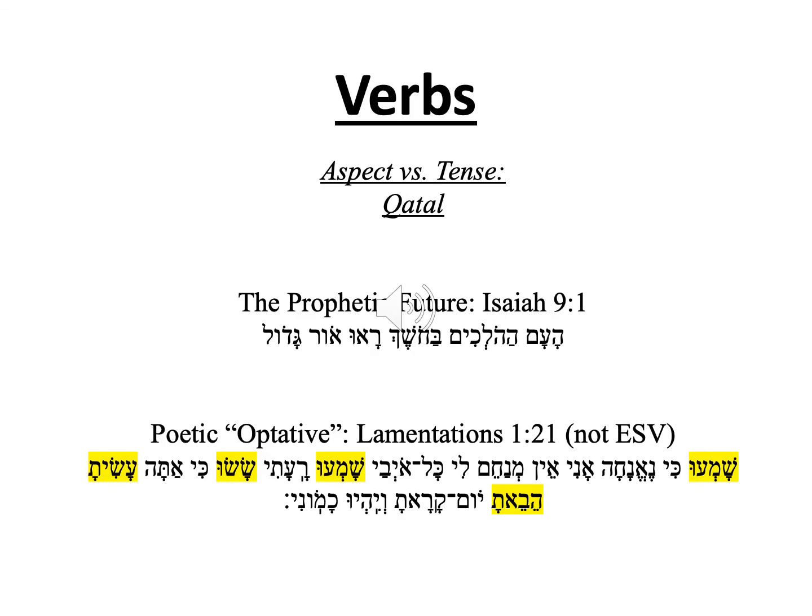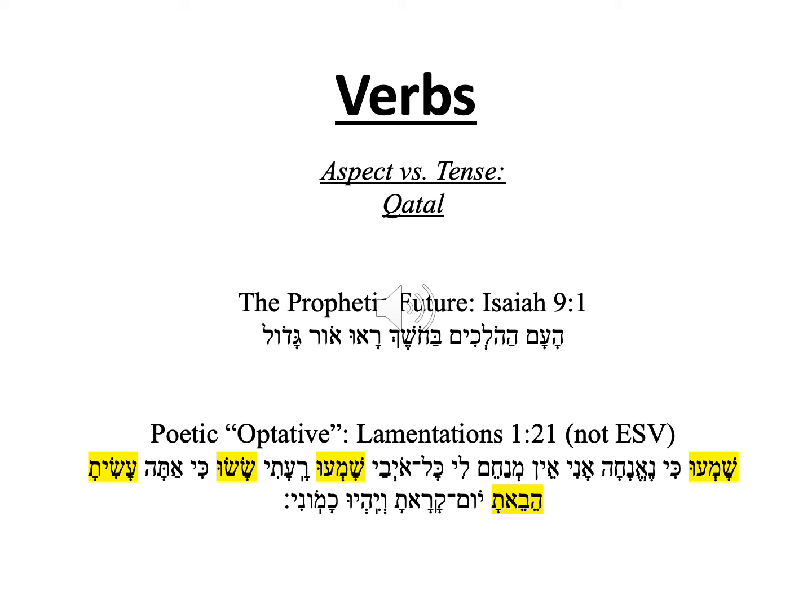I'd like to shift gears a little bit and look at some Hebrew grammar, specifically verbs. We've looked at the perfect and the imperfect in elementary Hebrew, talking about the aspect of incomplete and completed action or tense, past, present, future, but there are other usages of both of these in the Old Testament.